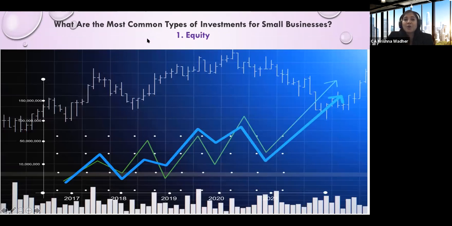What are the most common types of investments for small businesses? First is equity. You can invest in the equity shares, which most of us know, like share markets. As a company also, you can invest in other bigger companies, or any companies which satisfy your emotional quotient, right? So you have to first identify how much you want to invest and what are the risks and what are the returns you want, and then you have to decide on investment. So first of all, you can go with the equity investments.